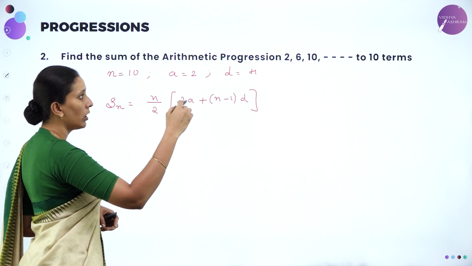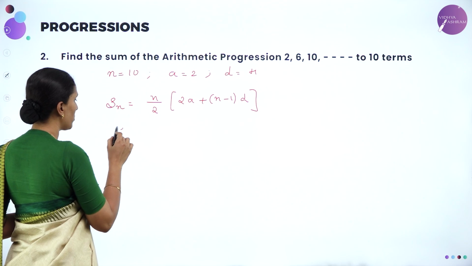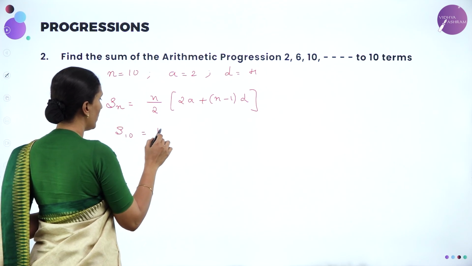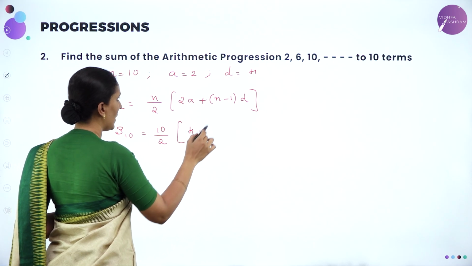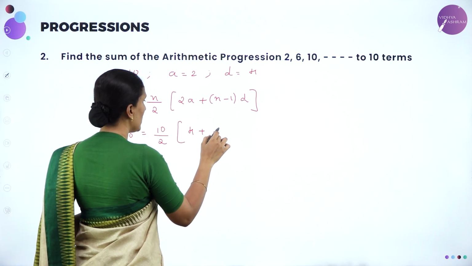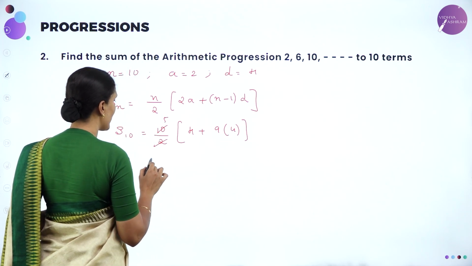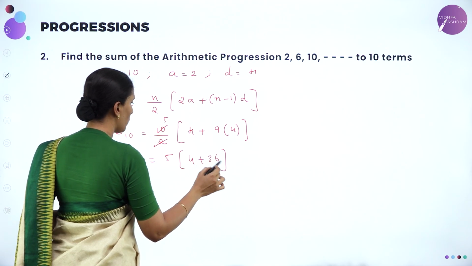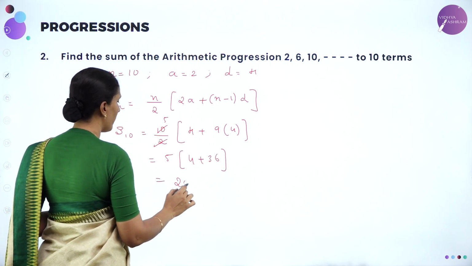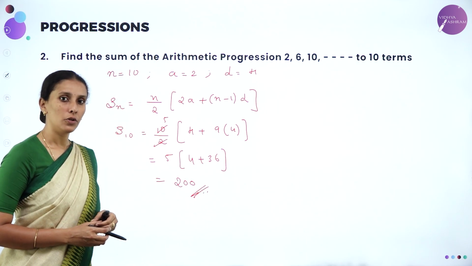We don't know the numbers there, but we have to find out until the 10th term. So therefore S10 will be equal to 10 by 2. 2 into a means 2 2s are 4 plus 10 minus 1 is 9. So 9 into 4. Now 2 1s are 2, 5s are 5, 4 plus 36, which is 40. So 40 into 5 will become 200.